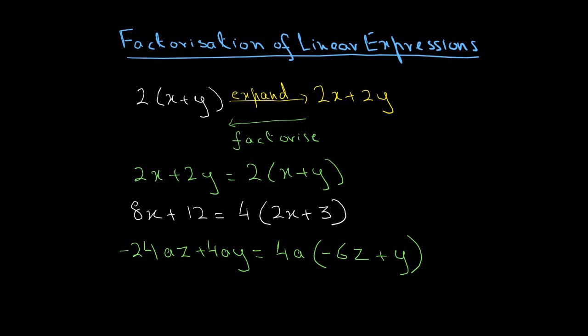So you can see the idea is that you want to pick out as much as possible. I could have even written it as 4 times something, and then you'd get minus 6az plus ay, but I should pull as much out of the 2 terms as possible, and 4a was the most common thing that I could pick out from these expressions, okay?